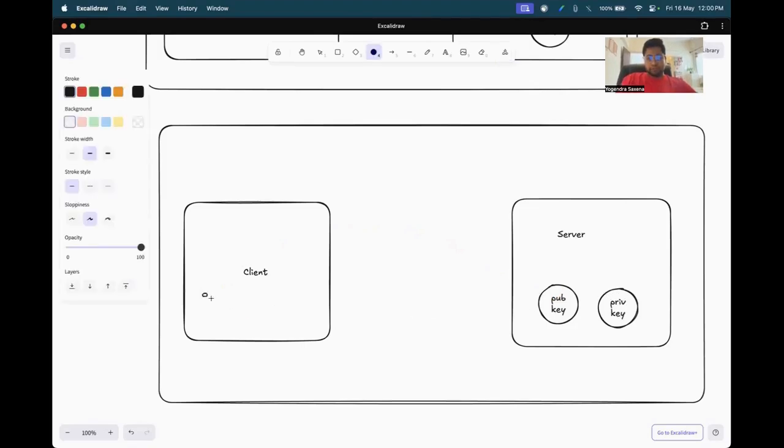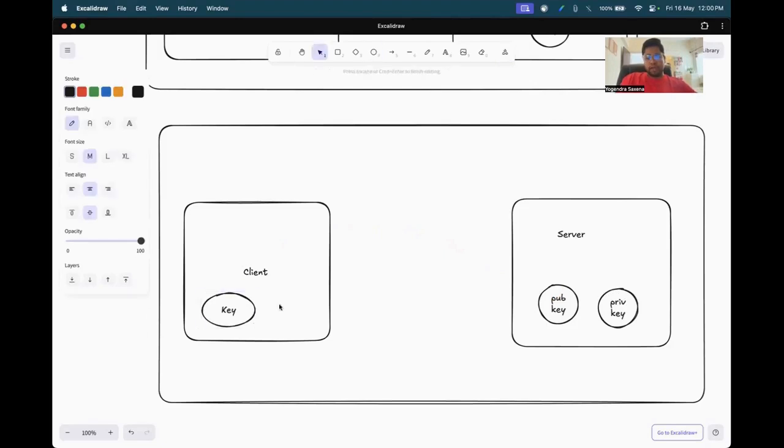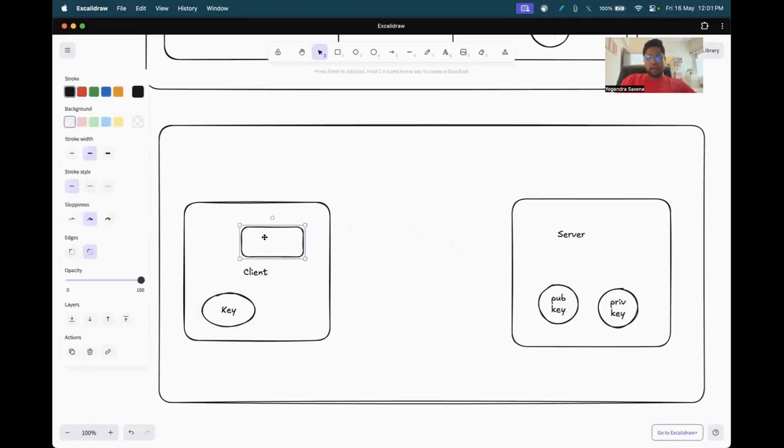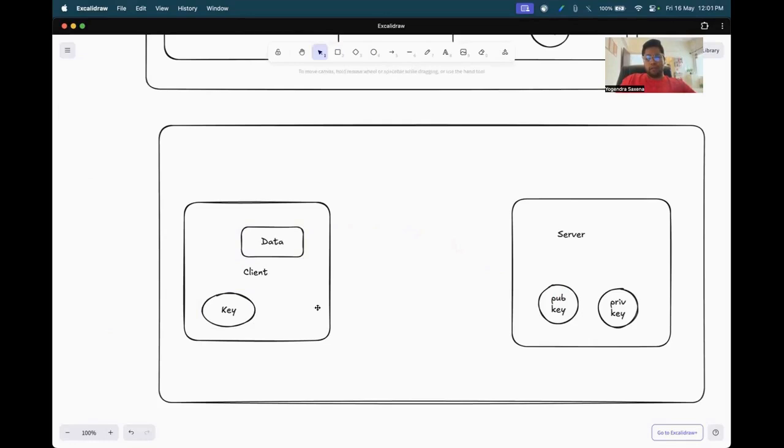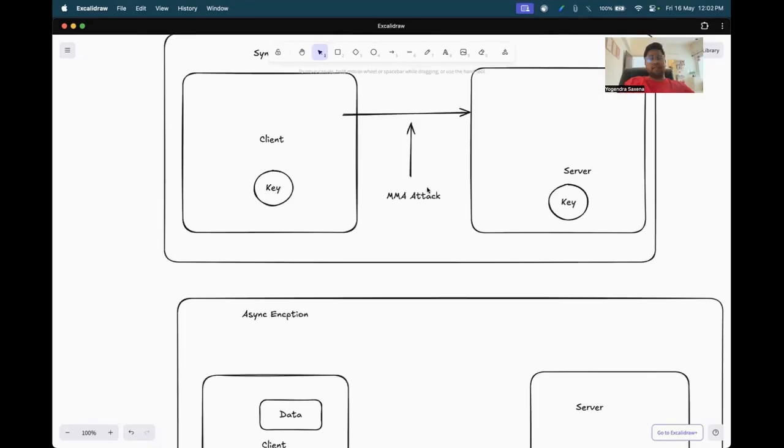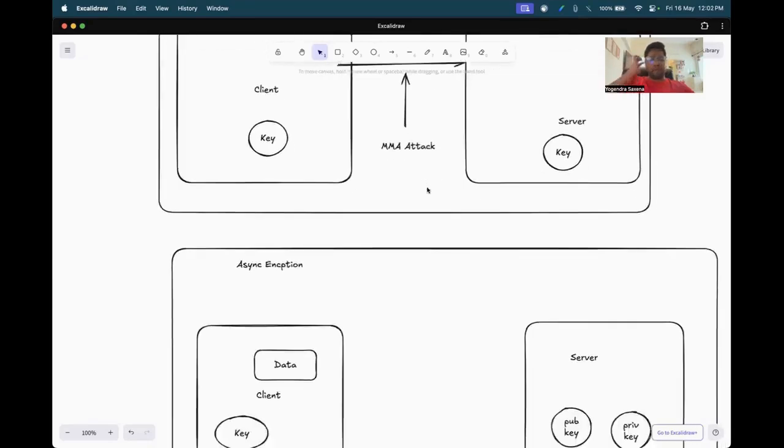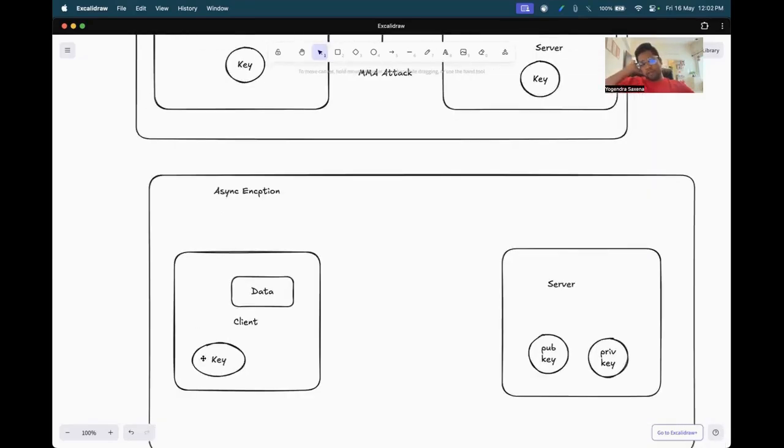Which is the client's key, and data as well, right? So what will the client do? The client will encrypt the key using the public key and then send it to the server: hey, this is my key which I have. This is basically a symmetric key, sent in such a way that the MITM attack does not happen. So the idea is, how do we transfer the symmetric key to the server?